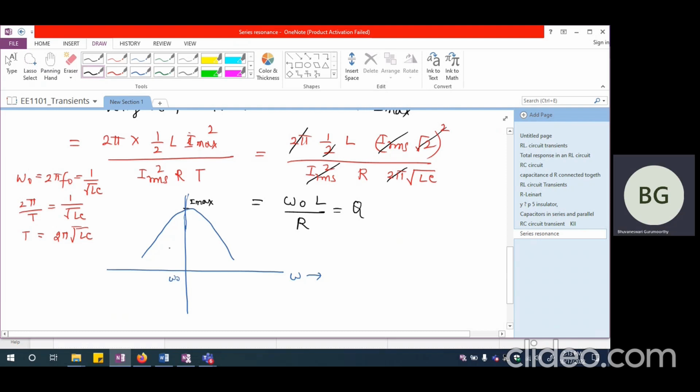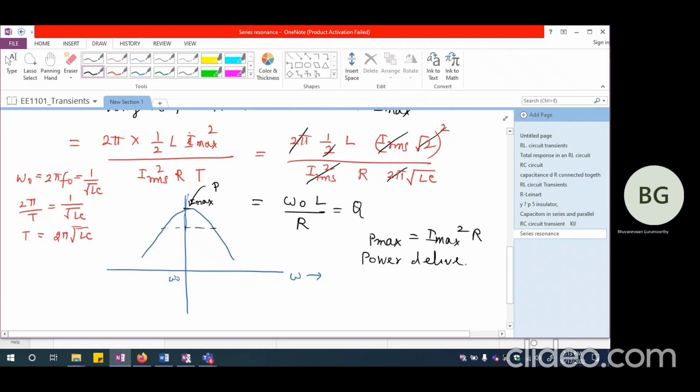Now, at some point, the current drawn will become I max divided by root 2. Or I can say at this point, if I try to look at the power, what is the power? So P max is going to be I max square multiplied by R, the power delivered to the resistance under resonant condition, that is, the power delivered to R under omega naught.